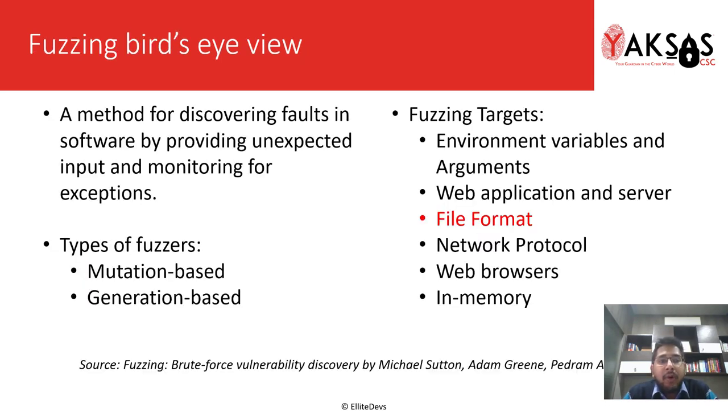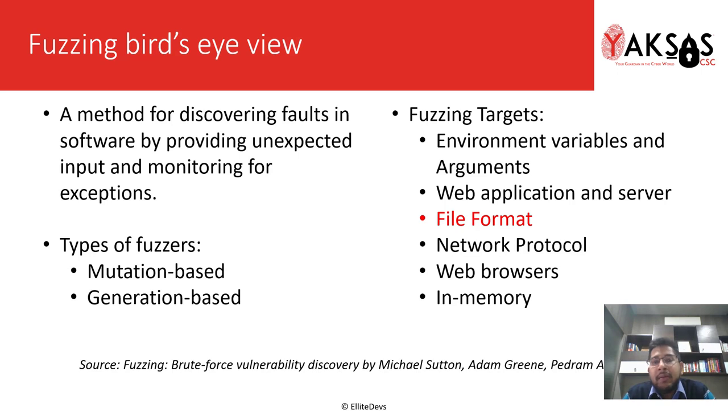So what is fuzzing? Fuzzing is a method for discovering faults in a software by providing it unexpected input and monitoring the software for either crashes or any unwanted behavior. There are different types of fuzzers: mutation based fuzzers and generation based fuzzers. In mutation based fuzzers, you specify a sample file to the fuzzer, and the fuzzer uses that file and mutates the contents within that file to fuzz the application. In generation based fuzzers, you specify a sample file to the fuzzer, and the fuzzer then generates further sample files using the structure of the first sample file that you specified.